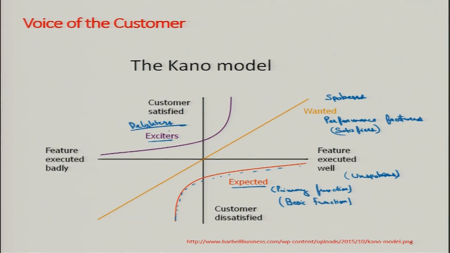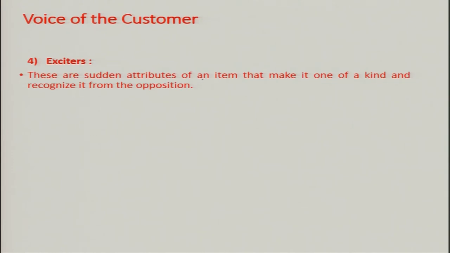So, these are delighters. These are certain attributes of an item that make it one of a kind and distinguish it from the opposition. That is something unique in the item. Those are exciters. An exciter is additionally referred to as a delighter, as I said, because it characterizes product properties that are pleasant surprises to the customer. Customer would say, wow, what a thing.